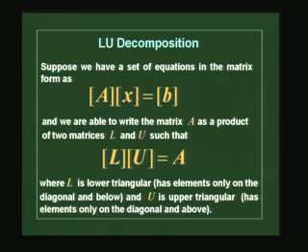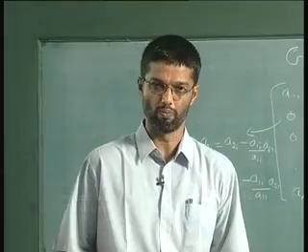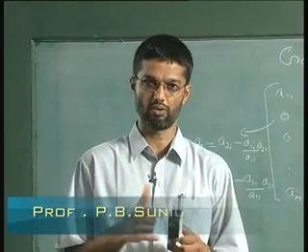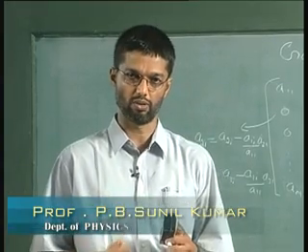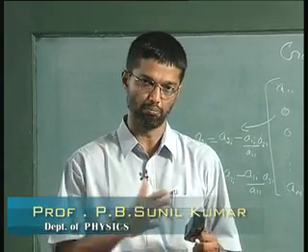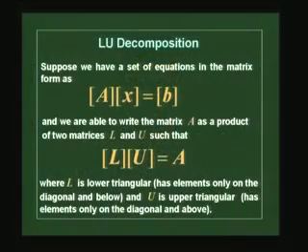So that's what we have written here. Ax equal to B is now being written, and A will be written as a product of two matrices. L is a lower triangular matrix, which means its elements are non-zero only on the diagonal and below. U is the upper triangular matrix, which has non-zero elements only along the diagonal and above. We can write these matrices in this form.